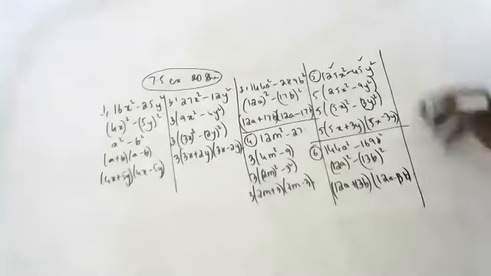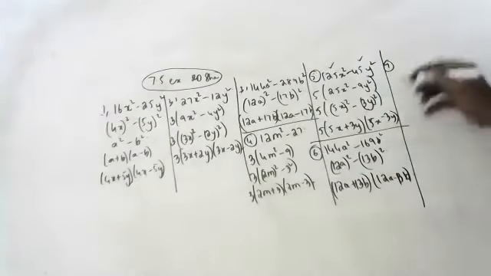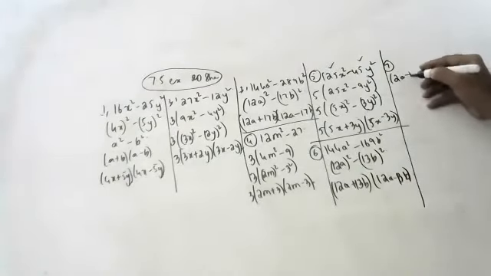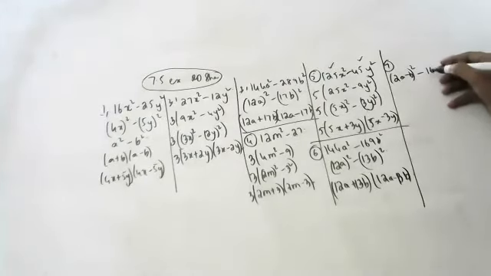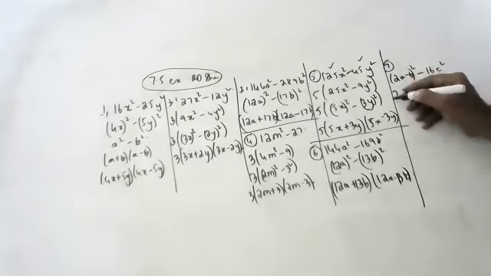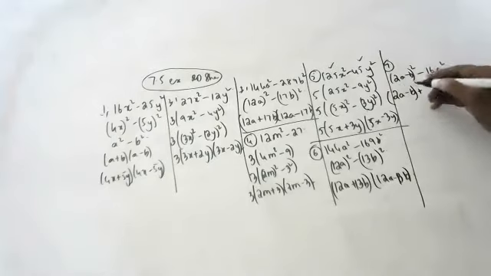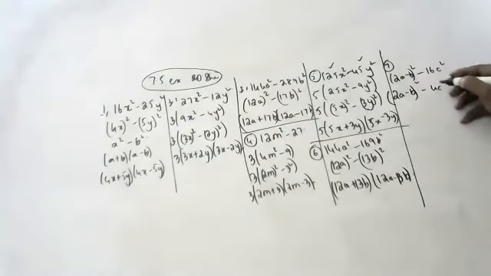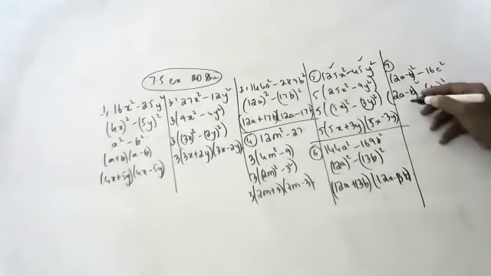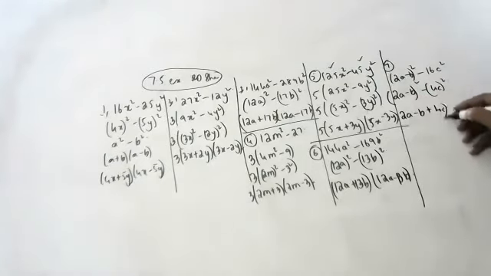So yeah, I will give homework, you didn't do only. Seventh question. Vedantam, 2a minus b whole square minus 16c square. Yes sir, 2a minus b whole square minus 4c whole square. Okay, this is in the form of a square minus b square. 2a minus b plus 4c into 2a minus b minus 4c.